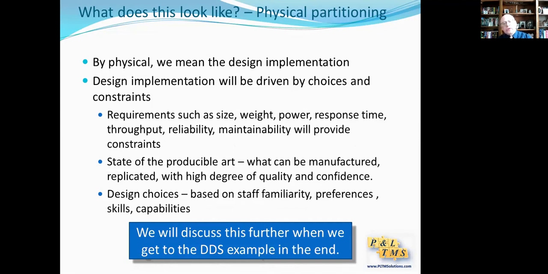The other thing that's going to impact that is the state of the producible art, right? What can be manufactured, replicated with a high degree of quality and confidence. And I'll give you a for instance. During the time that we were involved here, I had a large design team, and we were looking at the implementation of the microwave slices, the microwave design. And my design engineer comes back and says, boss, we have a great design and it would meet everything we want. However, the factory floor has to control 1 mil placement and 1 mil spacing.